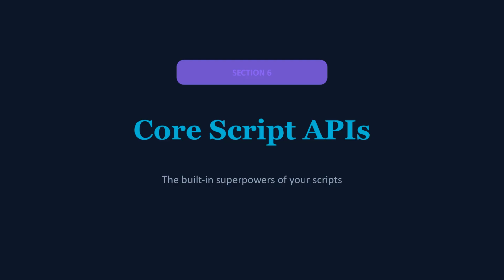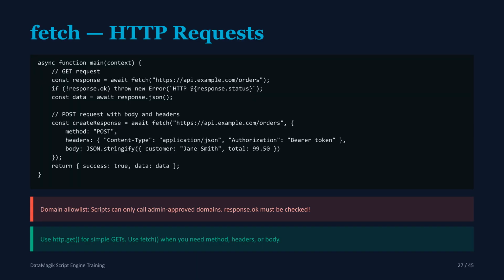We are now moving into section 6, focusing on the core script APIs, the built-in superpowers of your scripts. The Fetch API is used for making HTTP requests. Remember to use async for main and await for fetch. Always check response.ok for success codes, as network errors won't automatically throw. Use http.get for simple GET requests.